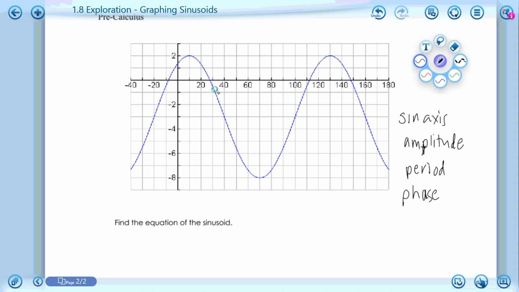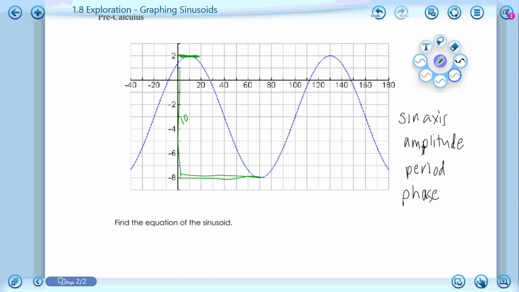Let's start with the sinusoidal axis and the amplitude. The amplitude is actually the best thing to start with, because if I look at this graph, I know that the amplitude is the distance from the middle of the graph to the top, or the middle of the graph to the bottom. It's sometimes not easy to tell where the middle is, but it's certainly easy to tell where the top is, and where the bottom is. So from the top to the bottom, in this case, it's 2 minus -8, which is a total of 10 units tall, right?